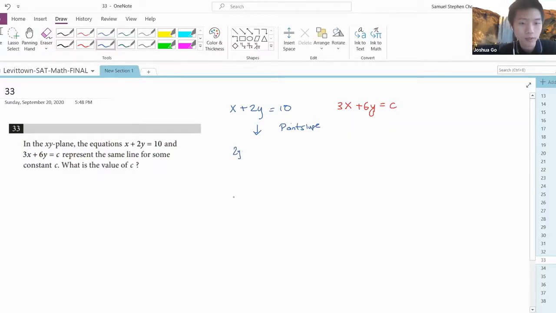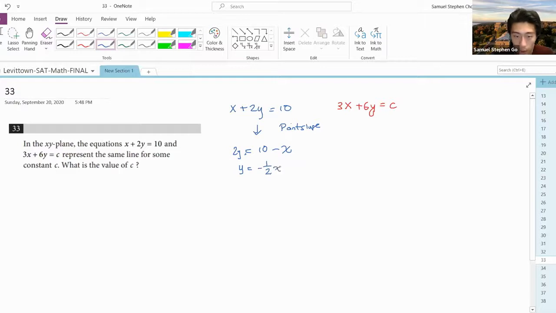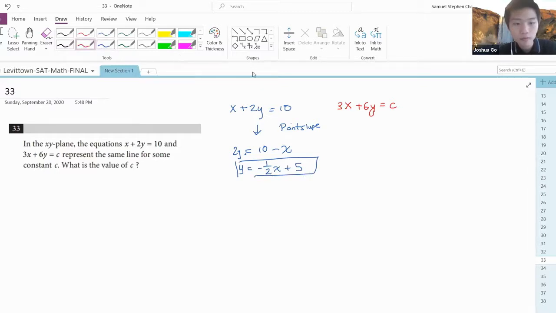The first equation converts by subtracting x from both sides and then dividing everything by 2. Let's do that one step by step. So 2y equals 10 minus x. And then dividing both sides by 2, you get y equals negative 1/2 x plus 5. Put it in mx plus b form. We'll do the same thing to the other one. We can subtract 3x from both sides. 6y equals c minus 3x. And then by dividing by 6 on both sides, we get y equals negative 3 over 6, which is equal to negative 1/2 x plus c over 6.